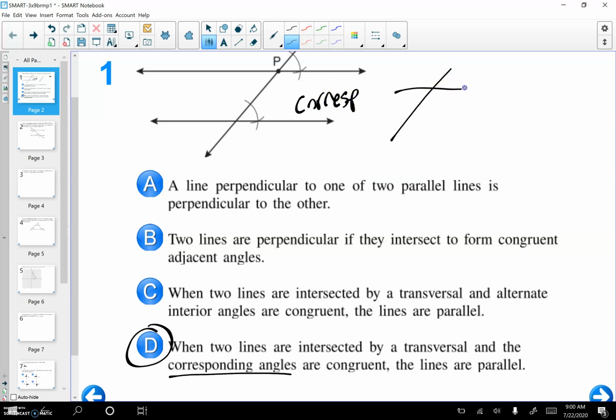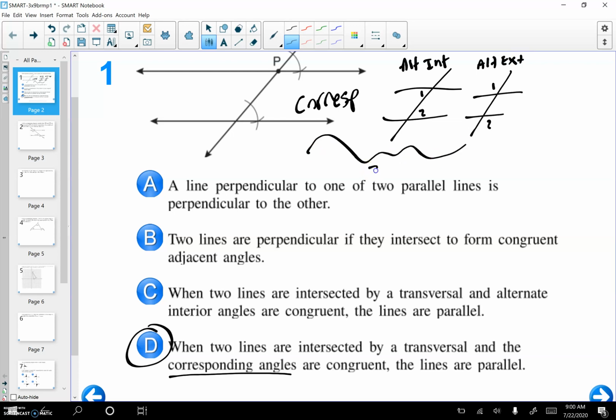All right, when we have our transversal and our parallel lines, those are alternate interior. Then we have these, 1, 2. Those are alternate exterior. And just as a reminder, those three are equal, all right? So corresponding angles are equal, alternate interior angles are equal, and alternate exterior angles are equal.